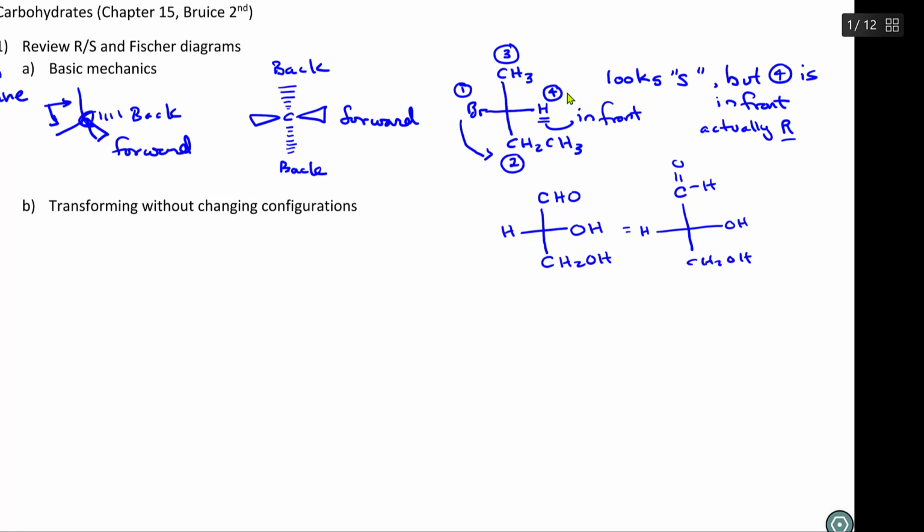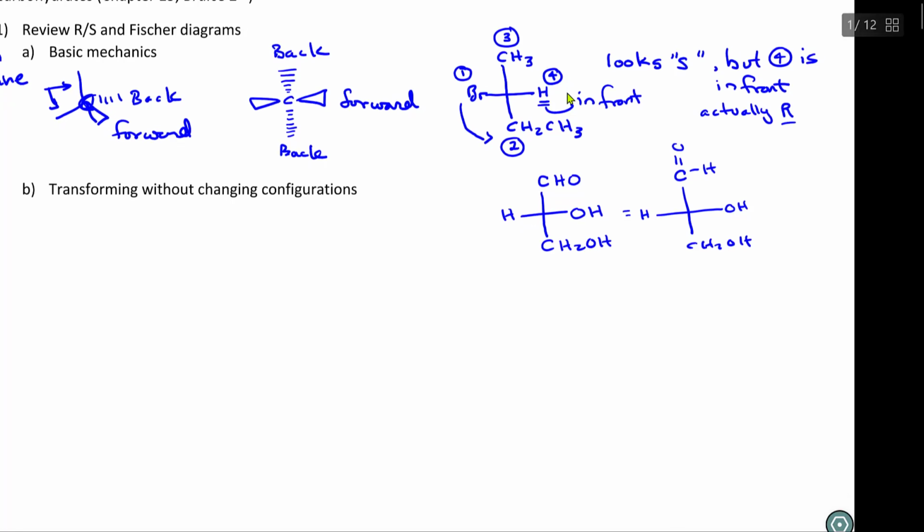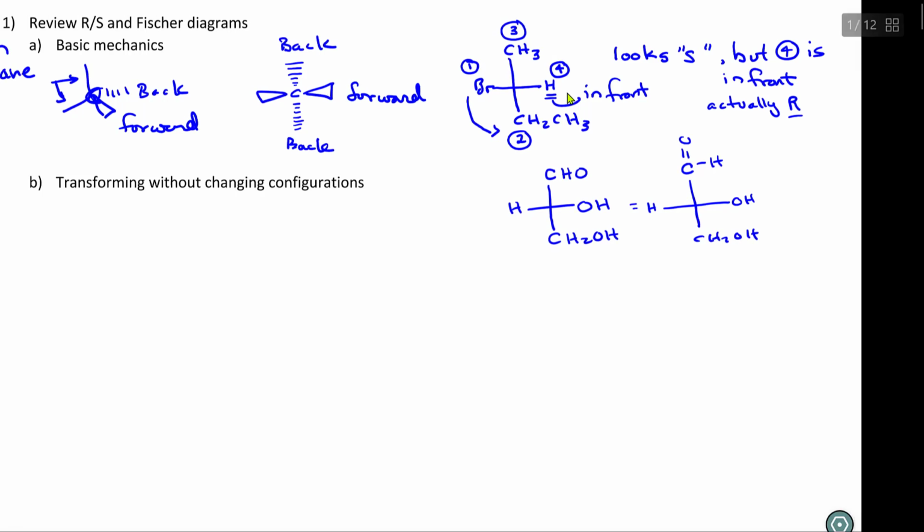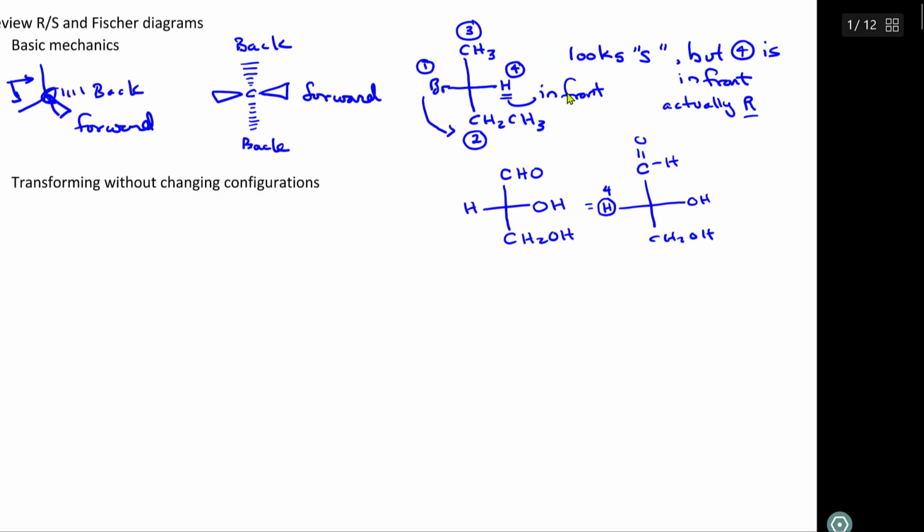Okay, so now we're going to assign priorities and then determine the direction of rotation. And almost always in a Fischer diagram, on the horizontal bar, one of the groups will be hydrogen. So this is why I talked about, this is the number 4 group. This is why I gave that example above. The 4 group being in the front means the observed rotation on the paper is not the actual rotation in the molecule.